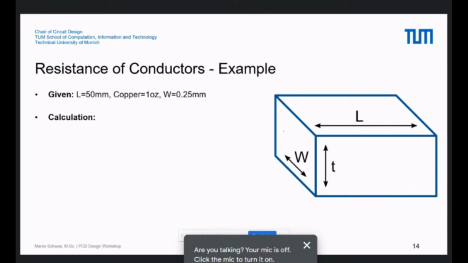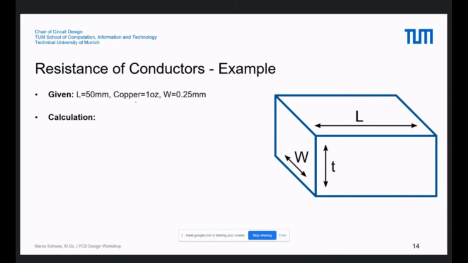So a small example: if your line is 50 millimeters long, you have 1 ounce copper, and your width is 0.25 millimeters, then first of all, if you have 1 ounce, your T is 0.0347 millimeters, and then your resistance is equal to 0.1 ohm. So R is equal to 0.1 ohm.